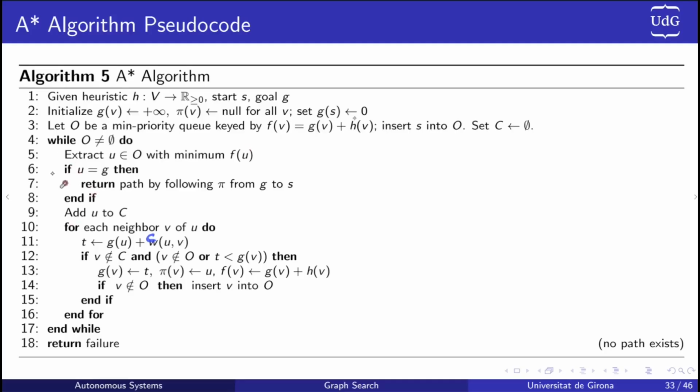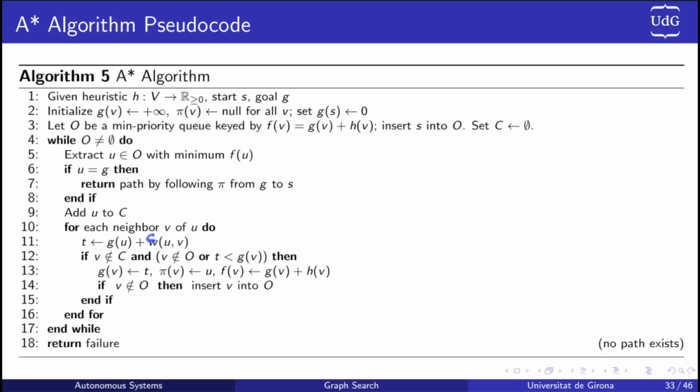Whenever we have checked that the current node is not the goal, we just add this node to the closed set. And then for all the neighbors of this node, we compute this tentative cost, if the node is not already in the closed list. Of course, in the implementation, you can do it a little bit different to avoid computing this cost if it's already in the closed list.